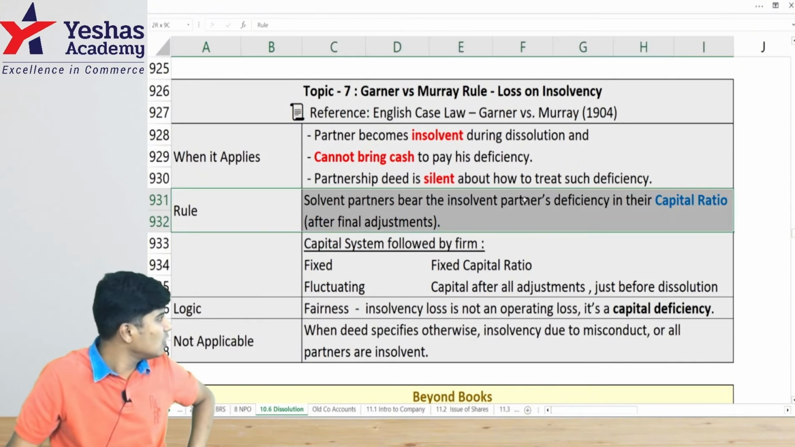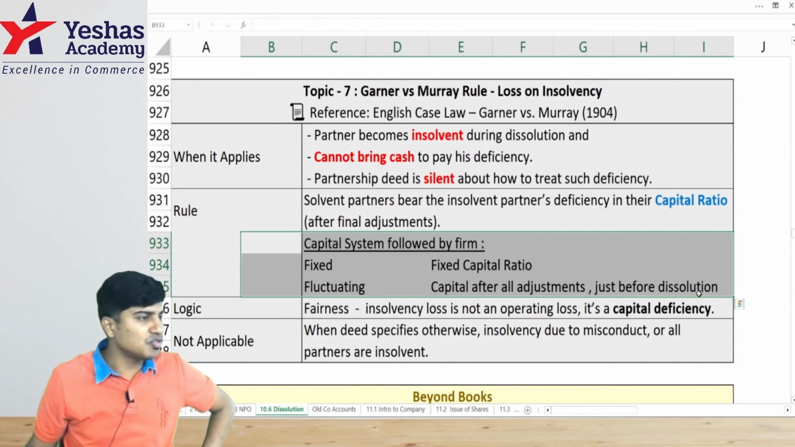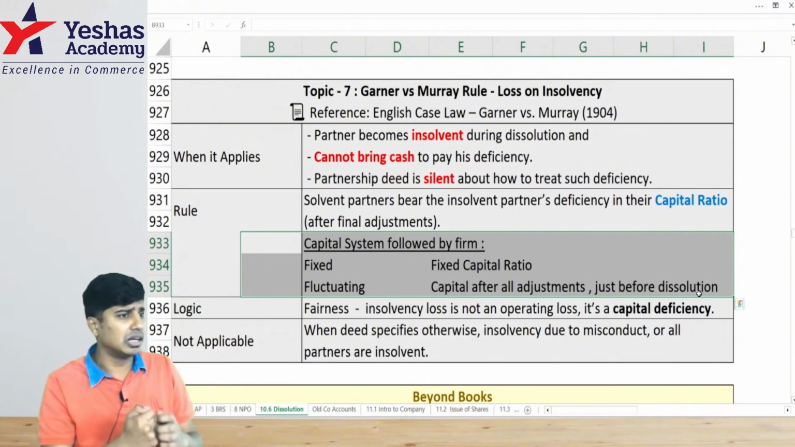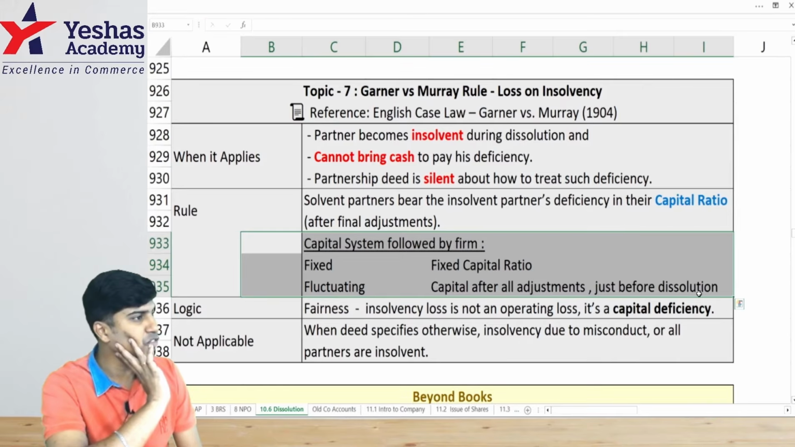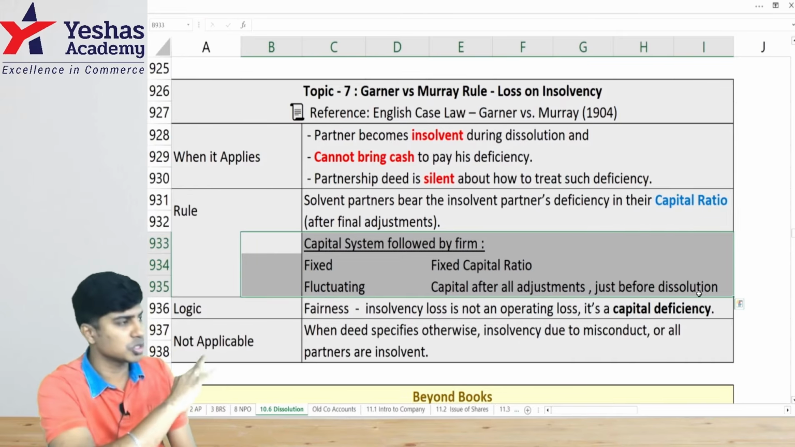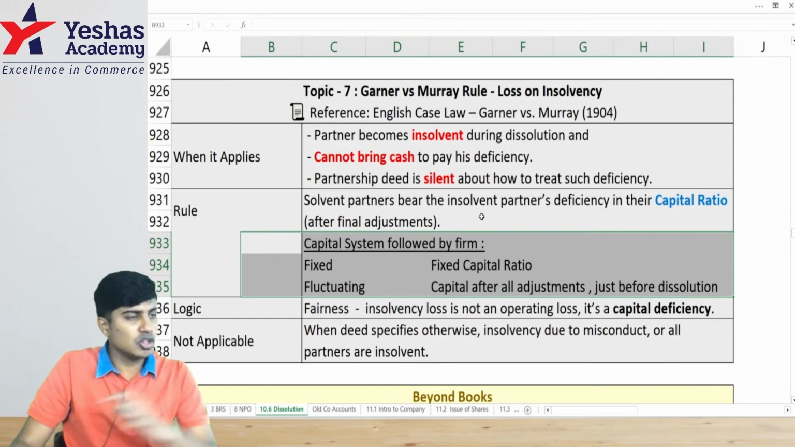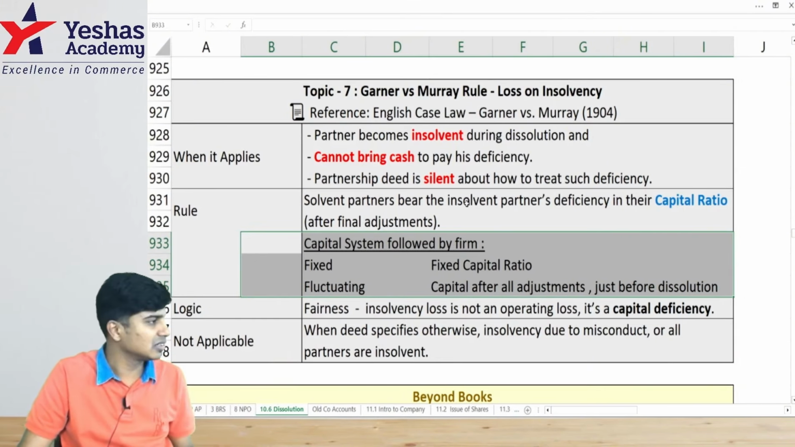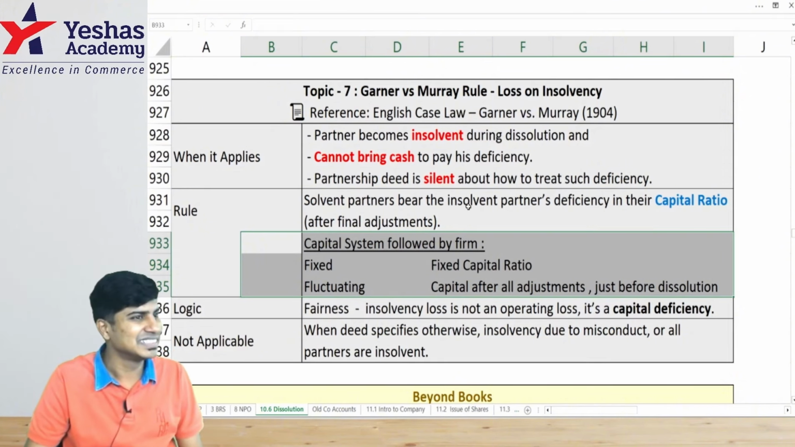When we say capital ratio, which capital ratio? It depends upon the capital system followed by the entity. If the firm follows the fixed capital system, the fixed capital ratio is taken. If the firm follows fluctuating capital, then the capital just before dissolution, before starting the dissolution process, whatever that capital is, that capital ratio has to be taken. This is not applicable when one of the partners does misconduct. This is not applicable when all the partners become insolvent. When all partners become insolvent, that is called deficiency. We'll discuss that next.